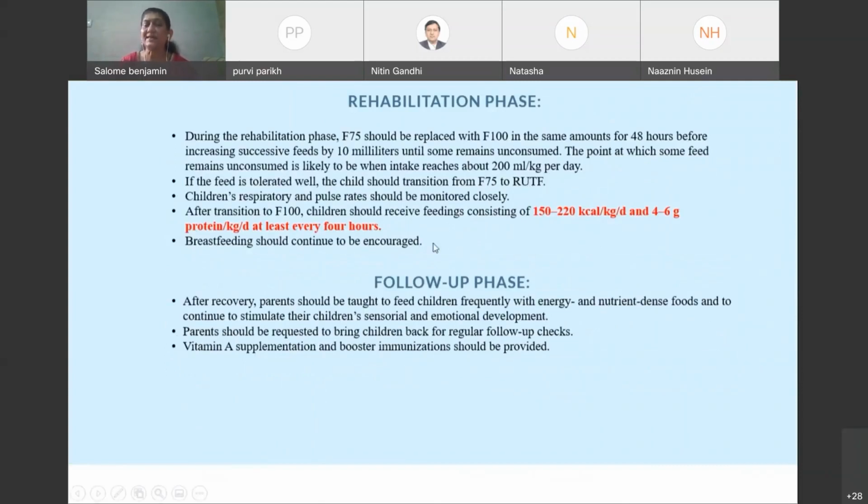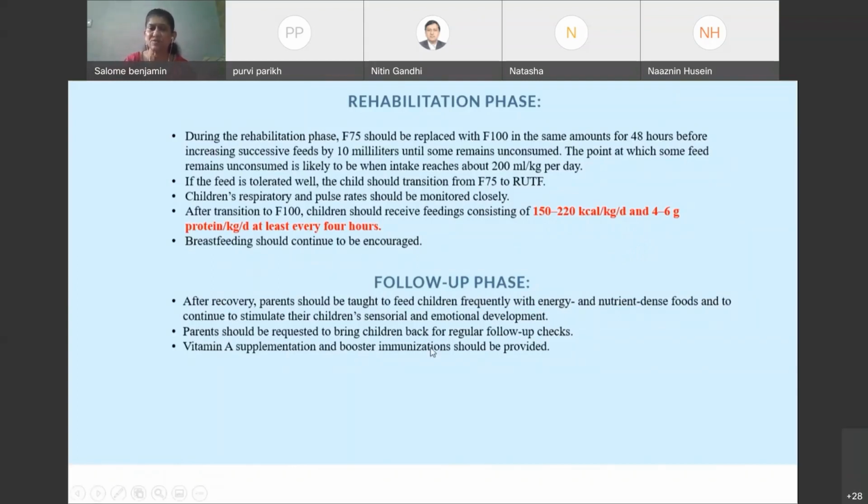Okay, and then if there is regain, then F100 is given, then 150 to 220 calories are increased, and protein is also increased once the child gains weight. Okay, but initially it is 0.8 to 1 gram. Never go beyond 1 gram per kg body weight. The child will die of renal failure because kidneys are shrunken and the pump is shut down. It is not going to take the protein load.